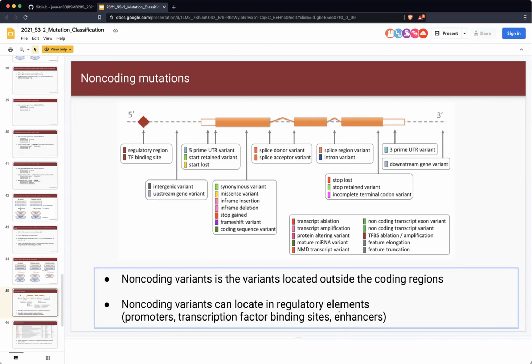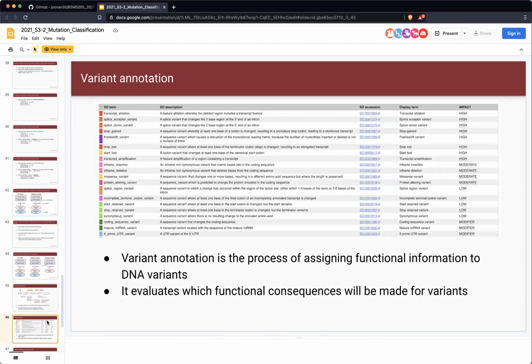So enhancing the transcription, in that case, we also collectively call them enhancers, right? All of these regulatory elements can be located in the non-coding region. And if a mutation happens in this non-coding region, then we care about its consequence, and that mutation can result in phenotypic changes as well.